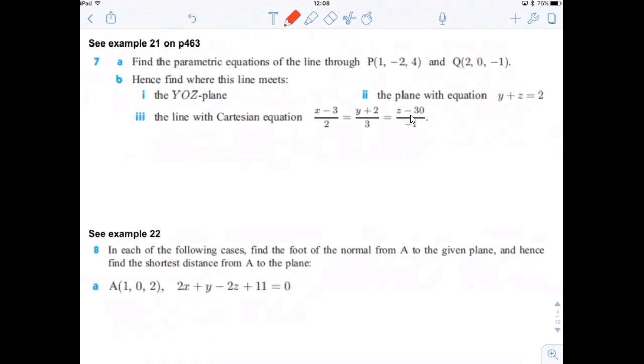It's like a write-down problem, because you can already see that the answer is here. Find the parametric equations of the line through these 2 points. Okay, and we'll do that first without even reading B.